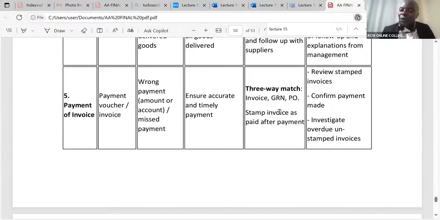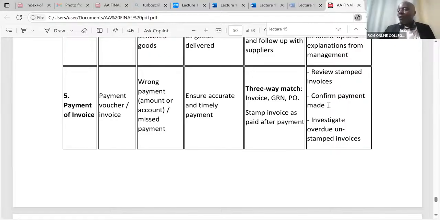Ensure that all invoices are stamped as paid. Every time you pay an invoice, it must be stamped paid. After payment, always stamp them. On the other side of the coin, when I come in as an auditor, I will ask for all the stamped invoices. Of course, I can go for a sample. Then I'll review the stamped invoices and confirm payments made through the bank on a sample basis.